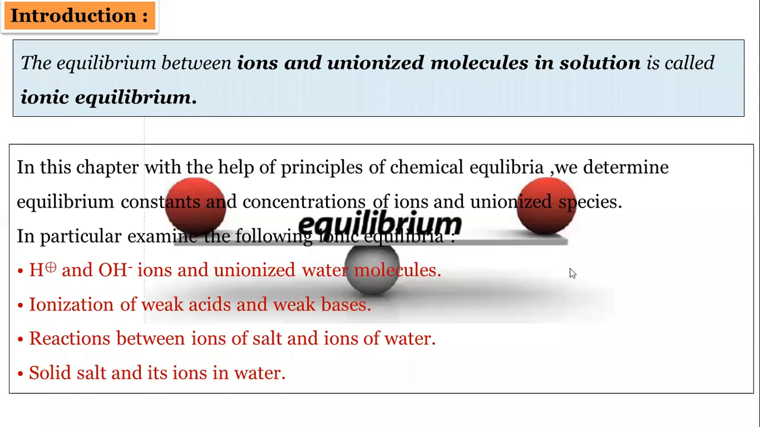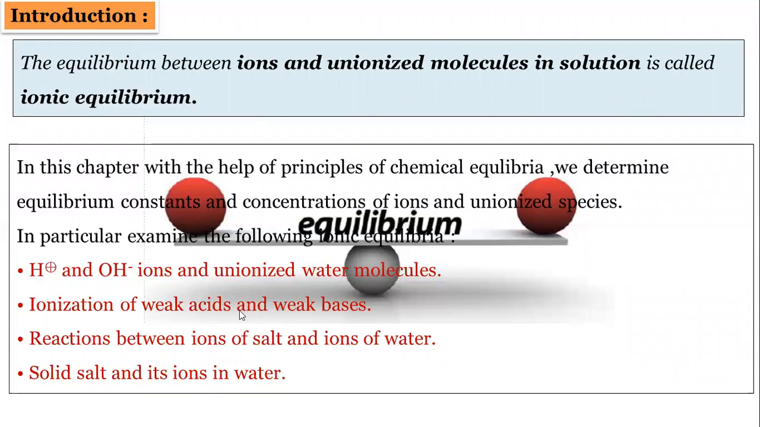So first we will discuss what we have to learn in this chapter. First, what is meant by ionic equilibrium? This is very important. You can see this picture. Equilibrium means equal. So the equilibrium between ions, remember, ions means positively charged cations and negatively charged anions. These are called ions. So the equilibrium between ions and unionized molecules. Molecules are always unionized because they do not dissociate. So the equilibrium between ions and unionized molecules in the solution is called ionic equilibrium.